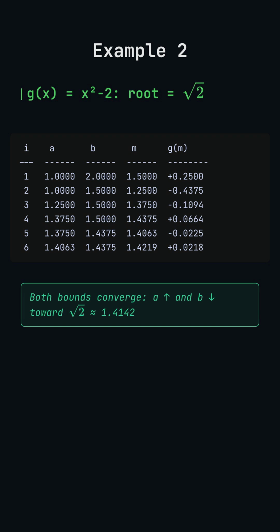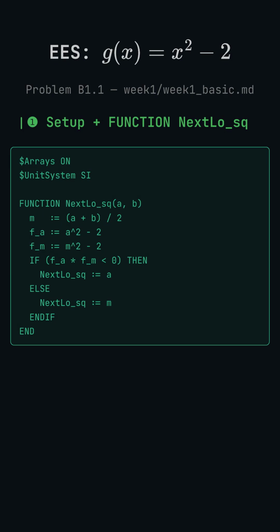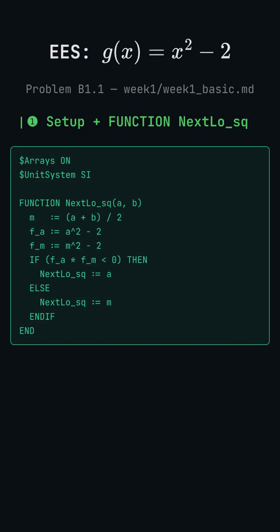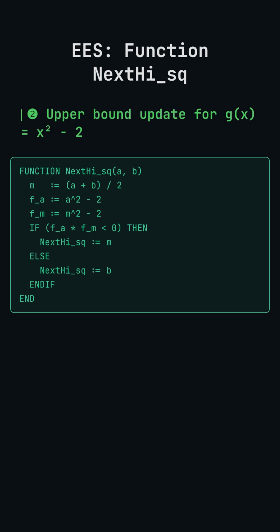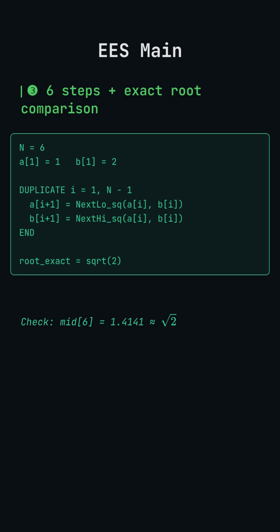After 6 steps, the midpoint is close to the actual root. The function next low SQ handles the lower bracket update for g(x) = x² − 2. Next high SQ is the symmetric function for the upper bound. The duplicate chain runs 6 steps starting from the bracket 1 to 2. The variable root exact is set to the square root of 2 for direct comparison.